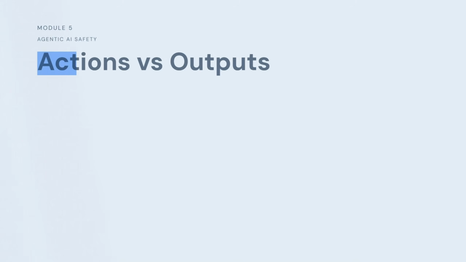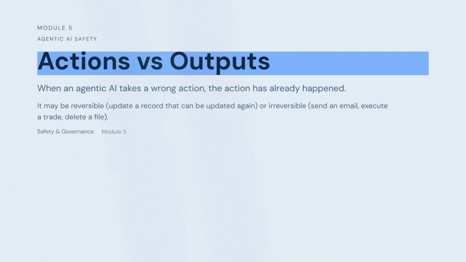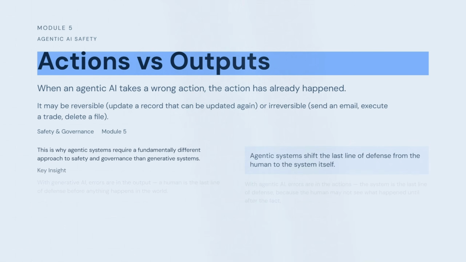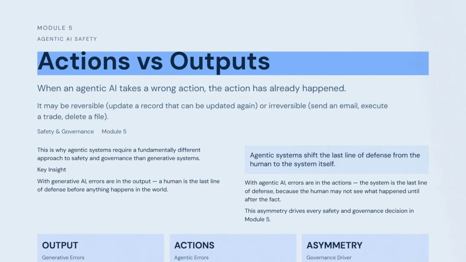The model's error doesn't go anywhere unless a human chooses to act on it. There's a person standing between the mistake and the world. When an agentic AI makes the wrong action, the action has already happened. There was no person in between. And that action might be reversible, like updating a record you could just update again, or it might be irreversible. It could send the email. It executed the trade. It deleted the file. You can't take that back. That's the entire reason agentic systems need a fundamentally different approach to safety than generative systems do.